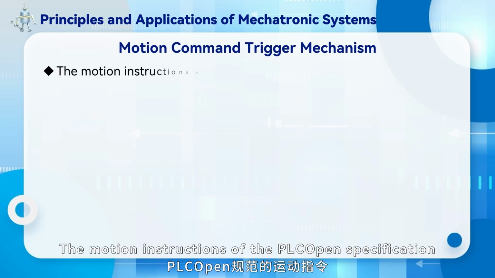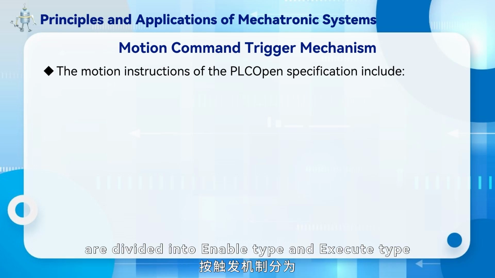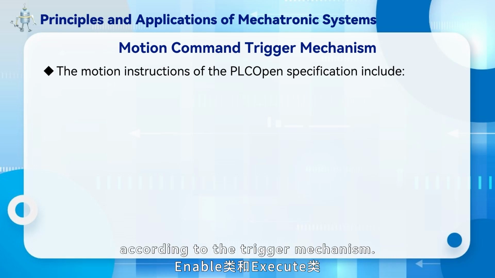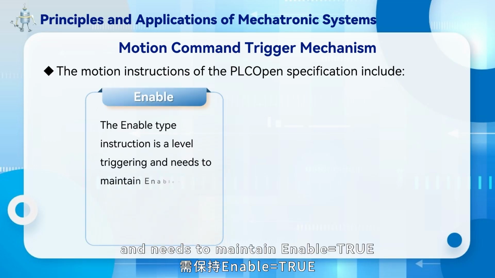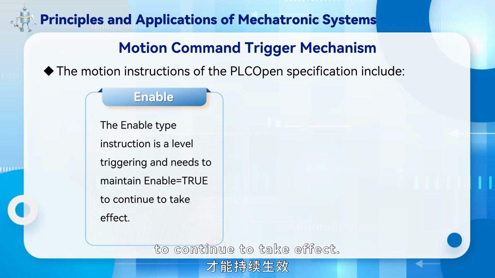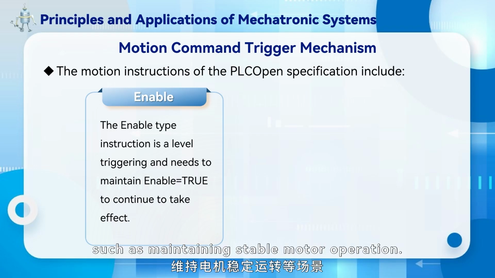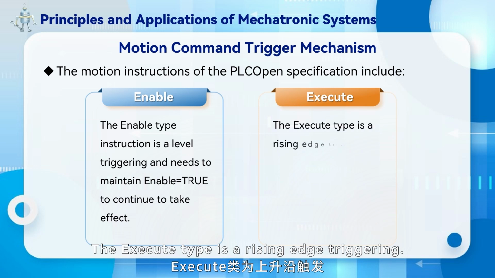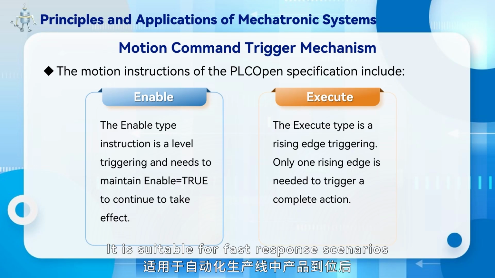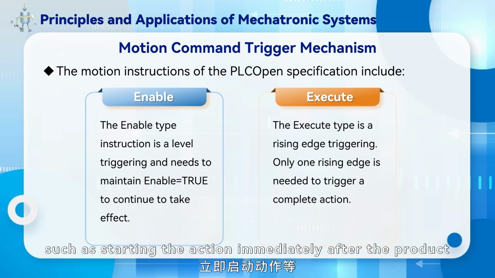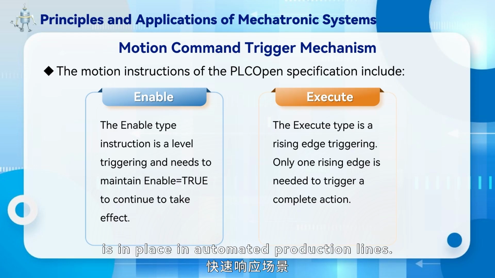4. Motion command trigger mechanism. The motion instructions of the PLCOpen specification are divided into enable type and execute type according to the trigger mechanism. The enable type is level triggering and needs to maintain enable equals true to continue to take effect. It is suitable for scenarios such as maintaining stable motor operation. The execute type is rising edge triggering. Only one rising edge is needed to trigger a complete action. It is suitable for fast response scenarios such as starting the action immediately after the product is in place in automated production lines.